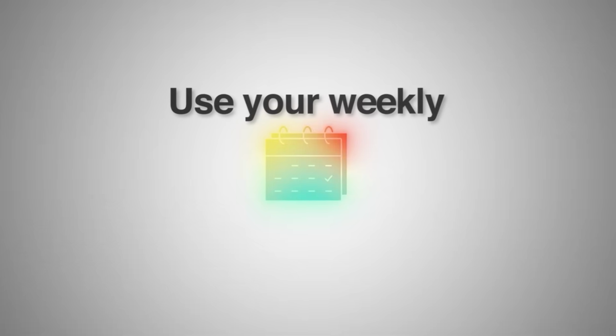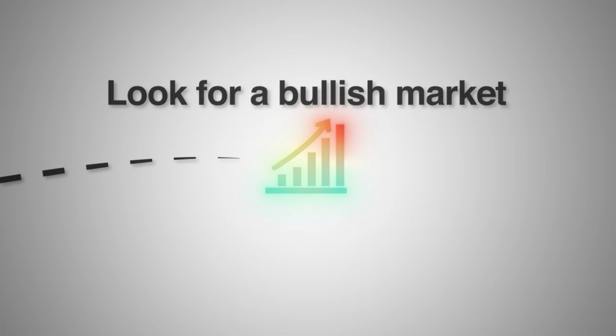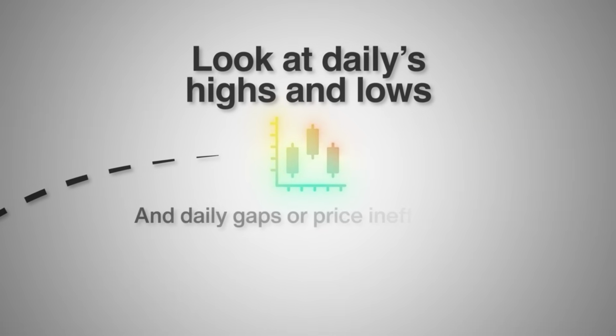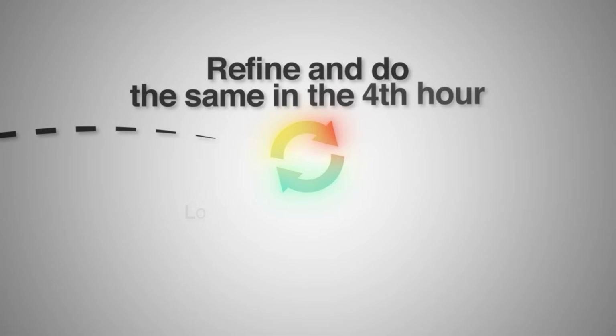So you want to use your weekly for weekly highs and lows of the previous trading weeks. You want to look for a bullish market, ideally a trending market. You want to look at daily highs and lows and daily gaps for price inefficiencies for immediate price target. Refine and do the same thing on the 4-hour highs and lows. You know what your structural daily range looks like. You can look for 4-hour gaps that aren't present on the daily that price can immediately target. And then for your entry model, look at session-based liquidity. Look at how London performed out of Asia based on that 4-hour and daily draws on liquidity and immediate session-based opposing side liquidity for trading futures.